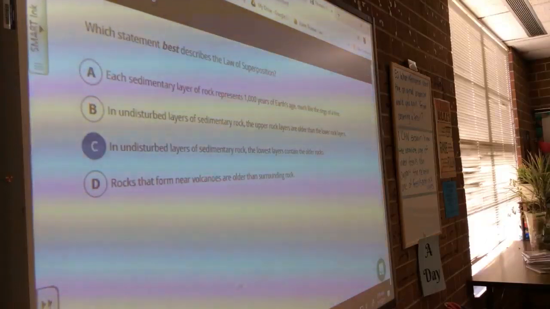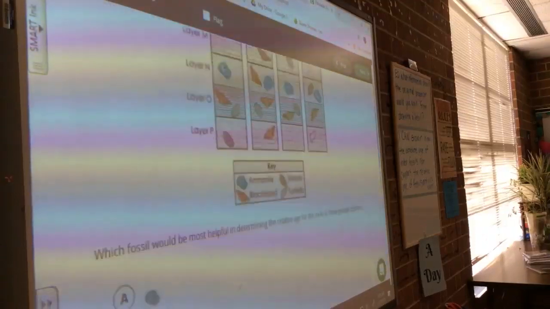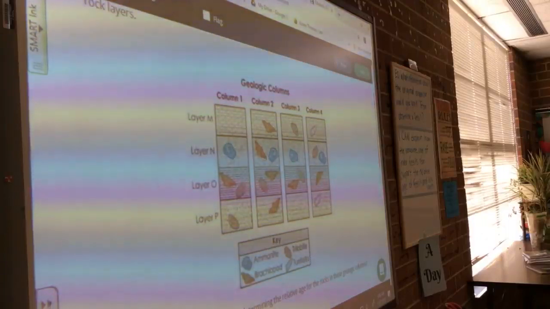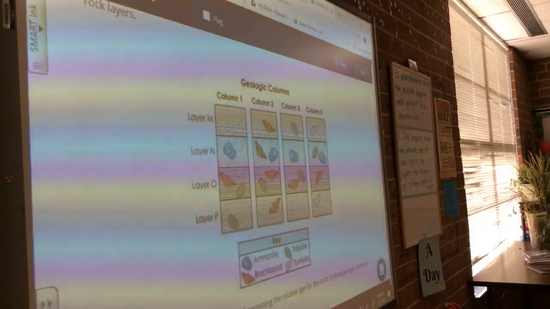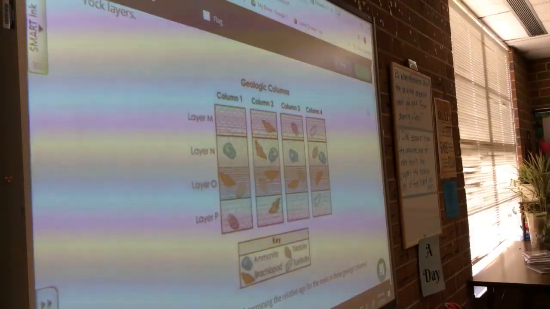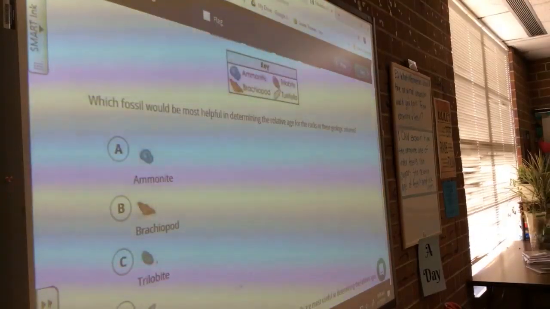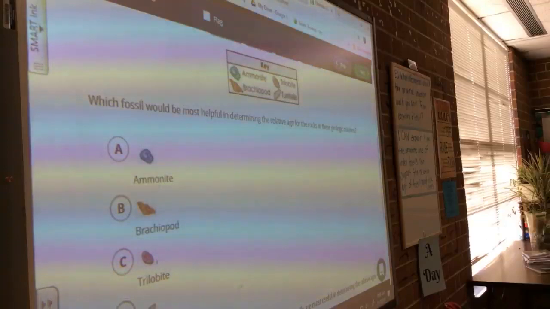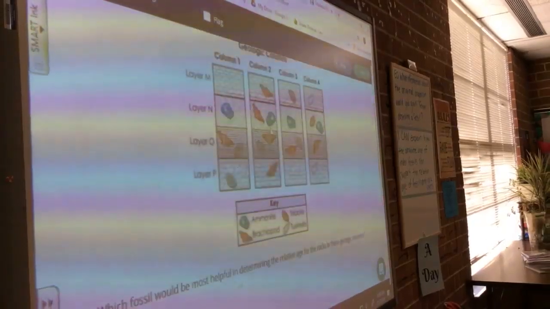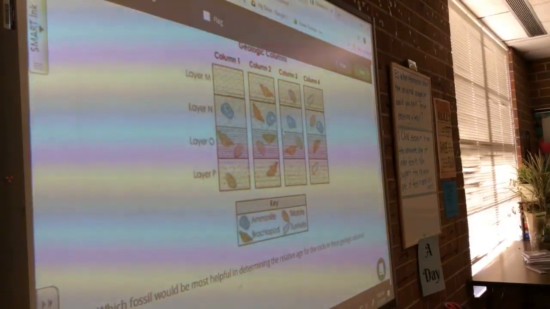Moving on. All right, two-part question looking at the diagram. It's asking which fossil would be most helpful in determining the relative age of the rocks. Which one of those fossils? Which letter? Starts with the B. It's A. Yeah, ammonite. Which they really don't look blue like that. They just colored them blue for, you know, your purposes.